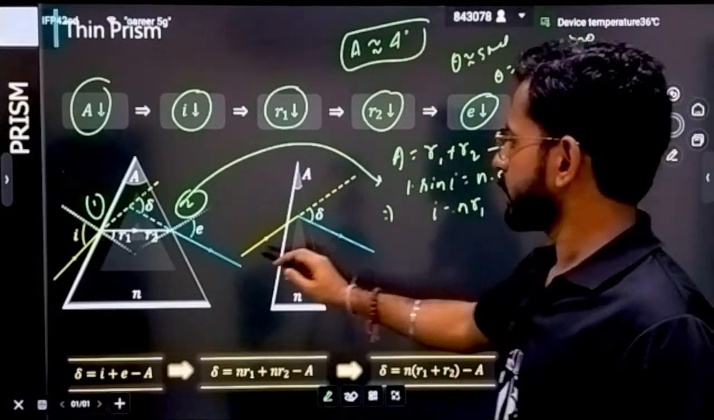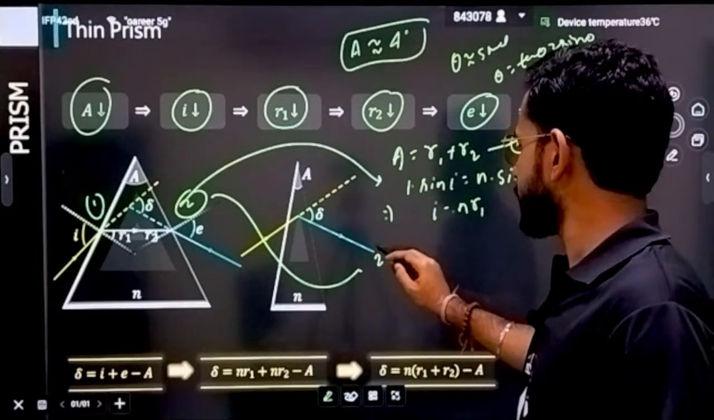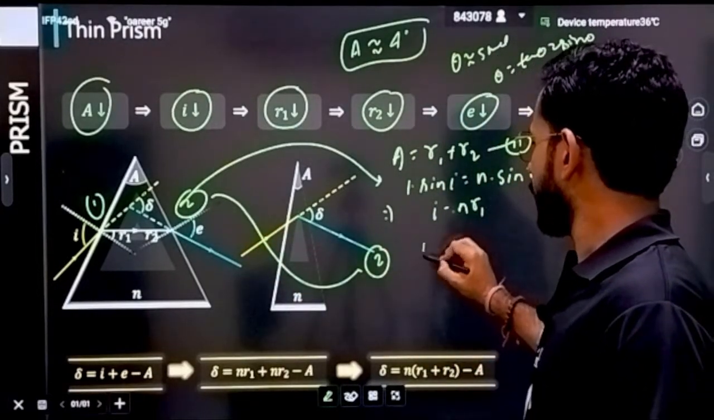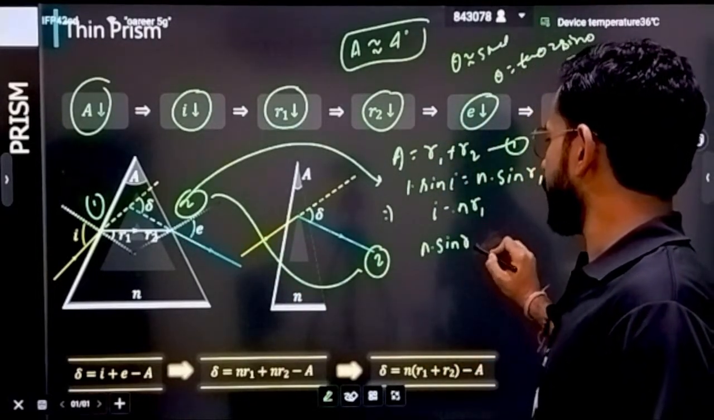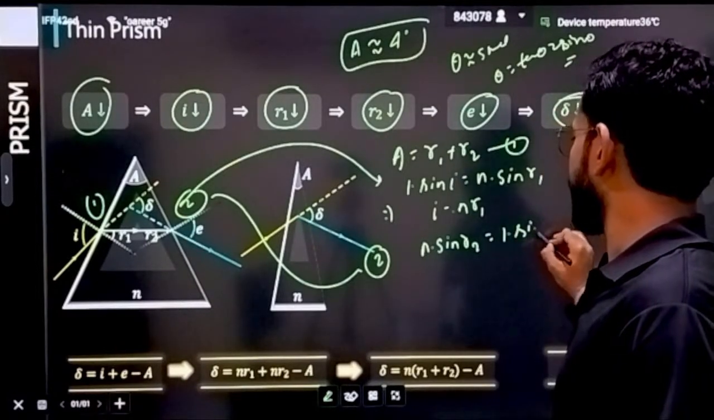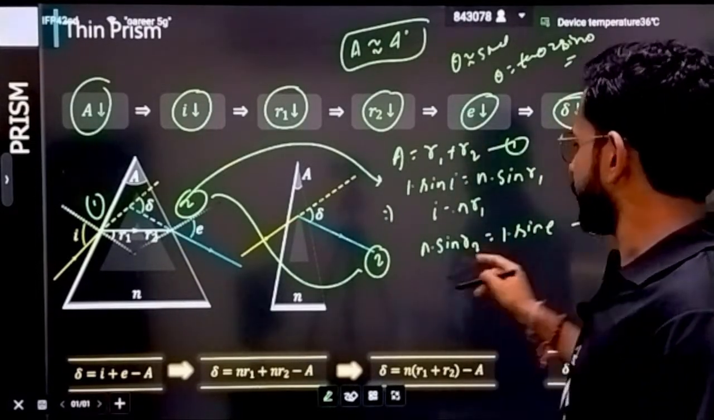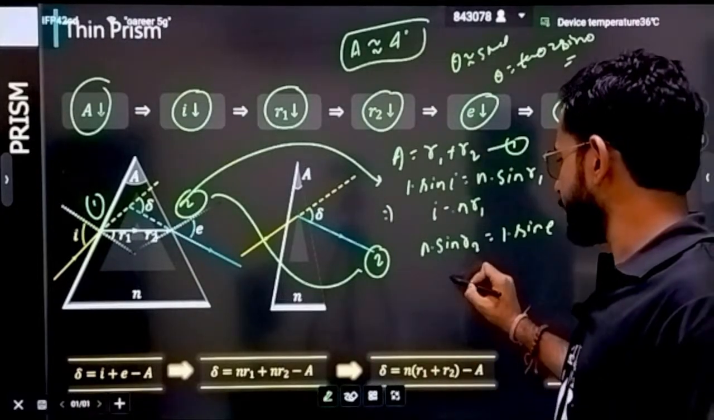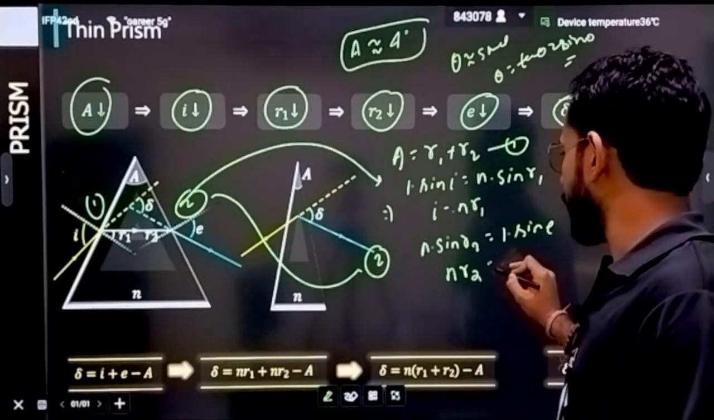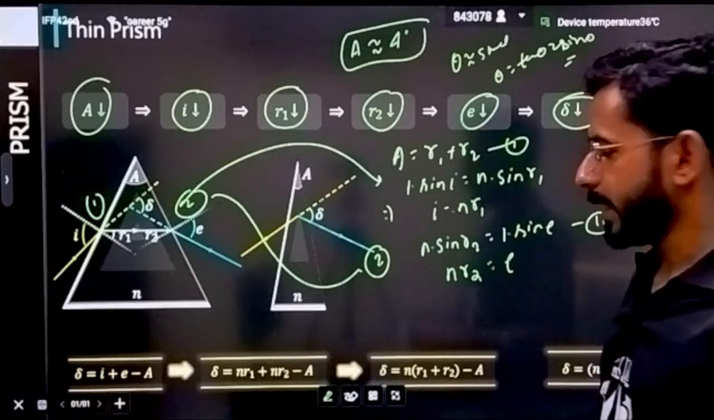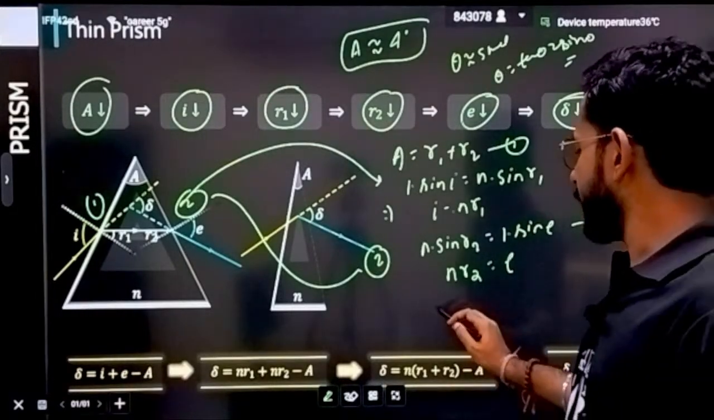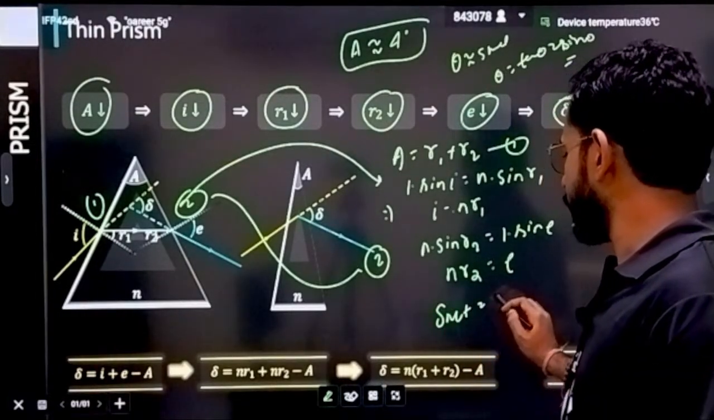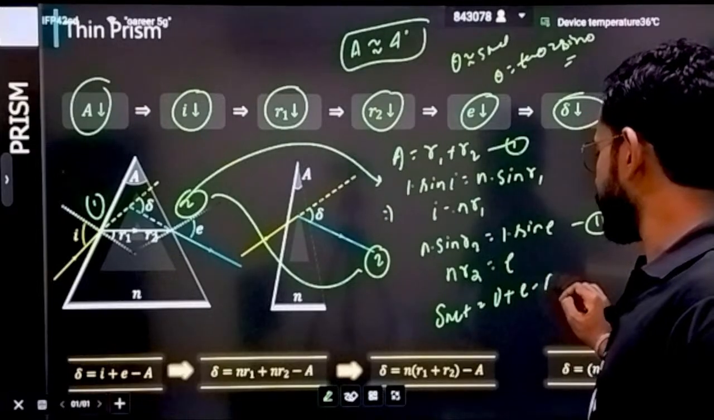Then write Snell's law at the second surface. At the second surface, n times sine of R2 is equal to 1 times sine of E. And again I will say that these angles are very small. That means you will write n into R2 is equal to E. And net deviation, if I ask you net deviation, what do you always write, students? I plus E minus A.